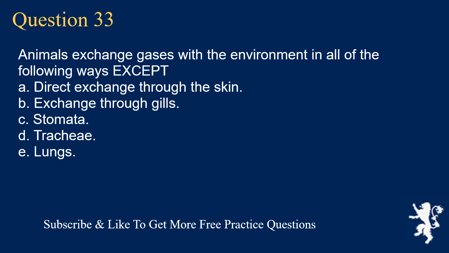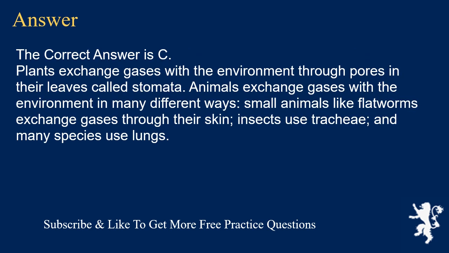Question 33. Animals exchange gases with the environment in all of the following ways except A. Direct exchange through the skin. B. Exchange through gills. C. Stomata. D. Tracheae. E. Lungs. The correct answer is C. Plants exchange gases with the environment through pores in their leaves called stomata. Animals exchange gases with the environment in many different ways. Small animals like flatworms exchange gases through their skin, insects use tracheae, and many species use lungs.